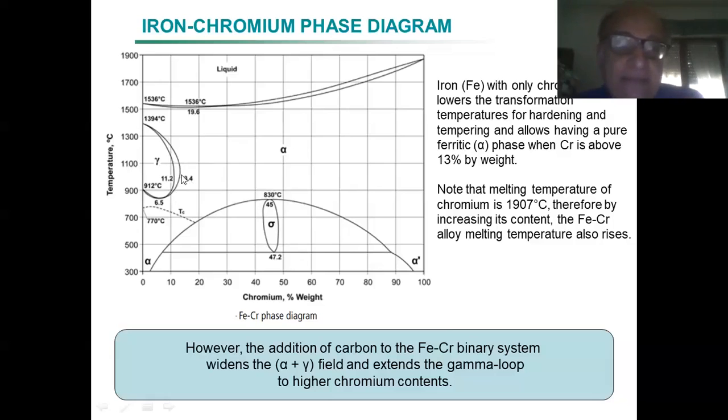Anyway, this is without carbon. If we have more carbon, then the alpha plus gamma area is expanded. And in practice, a mixture of ferrite and austenite is more possible, even if we don't have nickel.